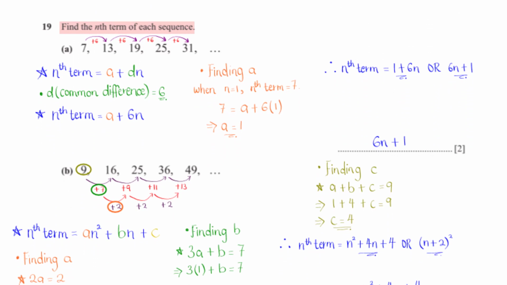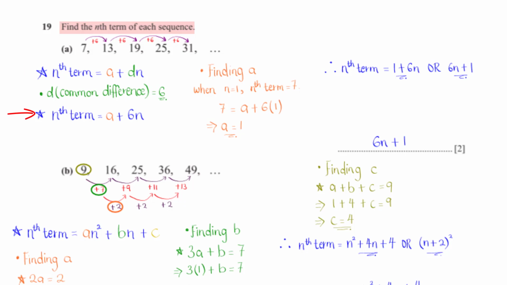Find the nth term of each sequence. For this sequence, there's a common difference between the terms, and this common difference is equal to 6. We can write the nth term of any sequence with a common difference in the form a plus dn, where d is equal to the common difference. So in this case, the common difference is equal to 6, and so it means that the nth term is equal to a plus 6n.